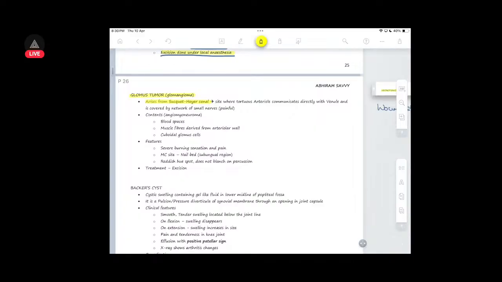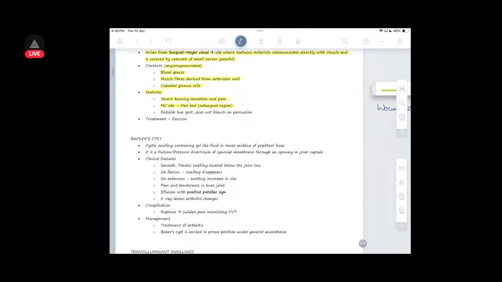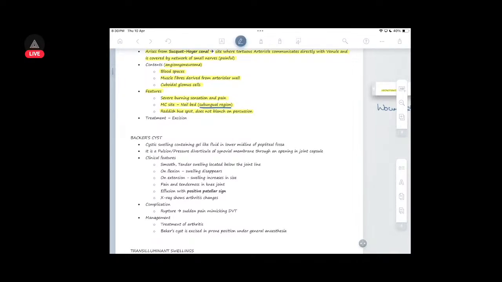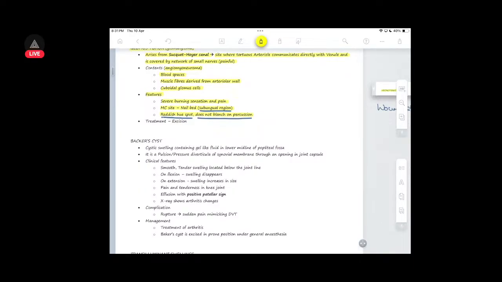Glomus tumor arises from the Sucquet-Hoyer canal. It is a site where the tortuous arteriole communicates directly with the venule and is covered by a network of small nerves, and is therefore very painful. Contents: angiomyoma, myoneuroma, blood spaces, muscle fibers derived from the arteriolar wall, and cuboidal glomus cells. Features: severe burning sensation and pain. The most common site is the subungual region of the nail bed. Reddish-blue spot that does not blanch on percussion. Treatment is excision.